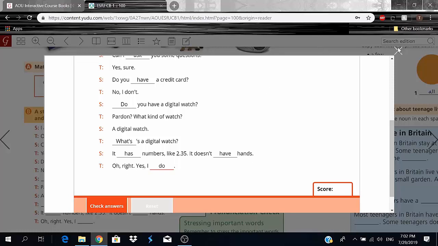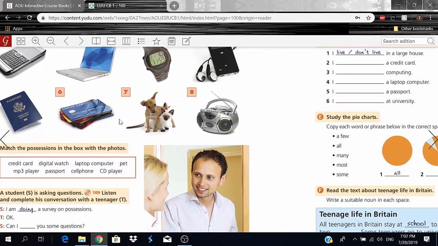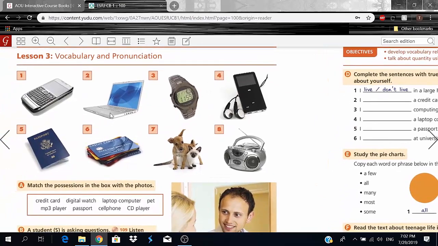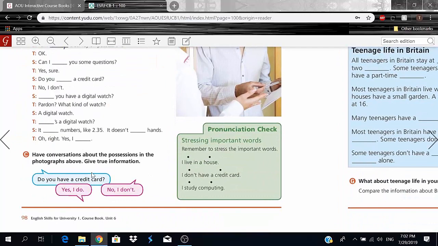Alright. Now, let's move on here. Okay, so exercise C. Have conversations about the possessions in the photographs above. Give true information. So this exercise right here is best done with classmates or friends. So, take a look at the pictures above here. Here we have a laptop computer, passport, credit cards, etc. And he wants you to just give true information about yourself. Like, for example, let a classmate ask you questions and give true information.